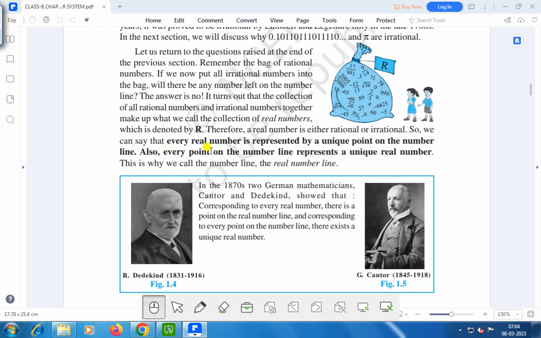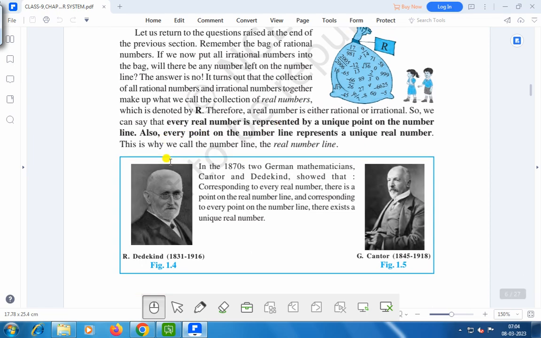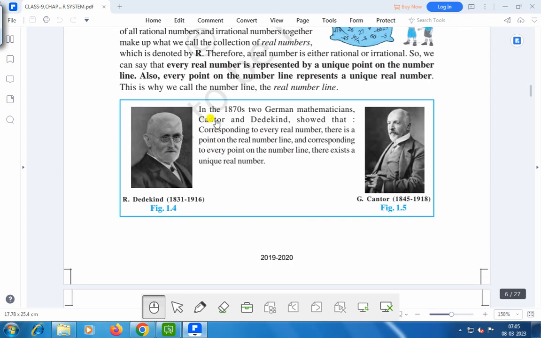So we can say that every real number is represented by a unique point on the number line. Also, every point on the number line represents a unique real number. This is why we call the number line the real number line. In the 1870s, two German mathematicians, Cantor and Dedekind, showed that corresponding to every real number, there is a point on the real number line, and corresponding to every point on the number line, there exists a unique real number.